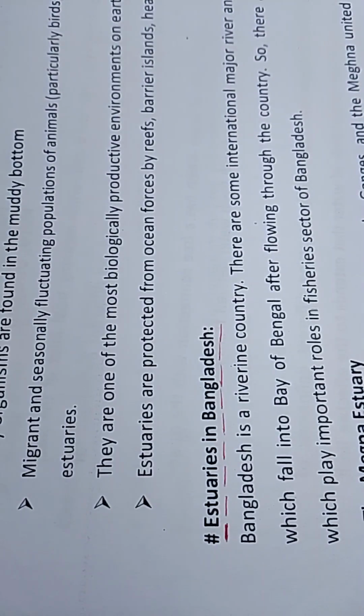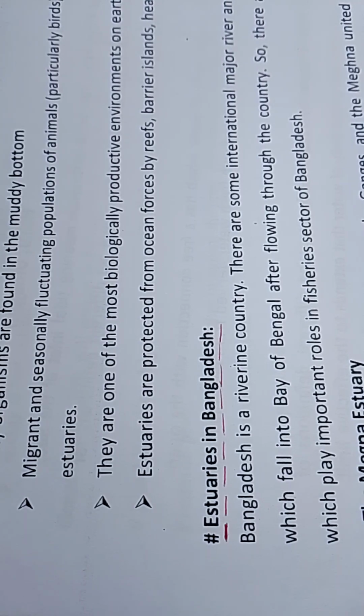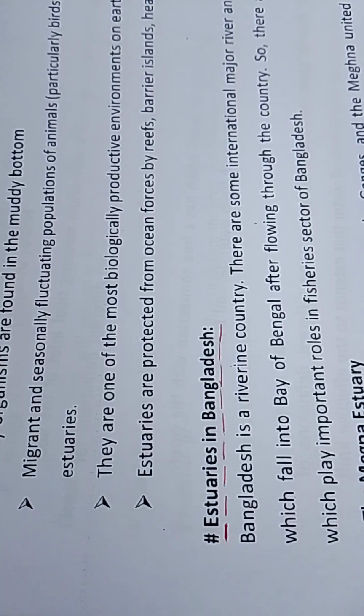Estuaries are a unique environment to which plants and animals have especially adapted. They are a fertile environment of plant and animal life. Many organisms are found in the muddy bottom. Migrant and seasonally fluctuating populations of animals, particularly birds, are present in estuaries. They are one of the most biologically productive environments on earth. Estuaries are protected from ocean forces by reefs, barrier islands, headlands, and deltas.